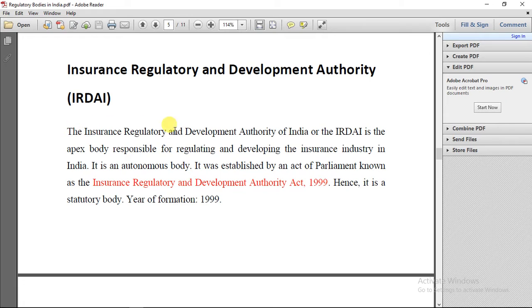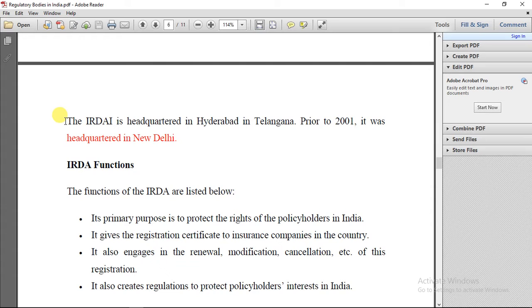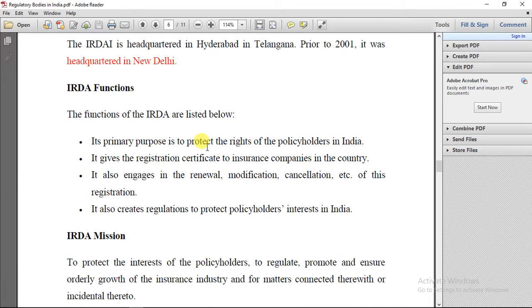The Insurance Regulatory and Development Authority of India, or IRDAI, is the apex body responsible for regulating and developing the insurance industry in India. It is an autonomous body. It was established by an Act of Parliament known as the Insurance Regulatory and Development Authority Act 1999. Hence it is a statutory body and the year of formation is 1999. And IRDA's headquarters is in Hyderabad in Telangana, but prior to 2001 it was headquartered in New Delhi.